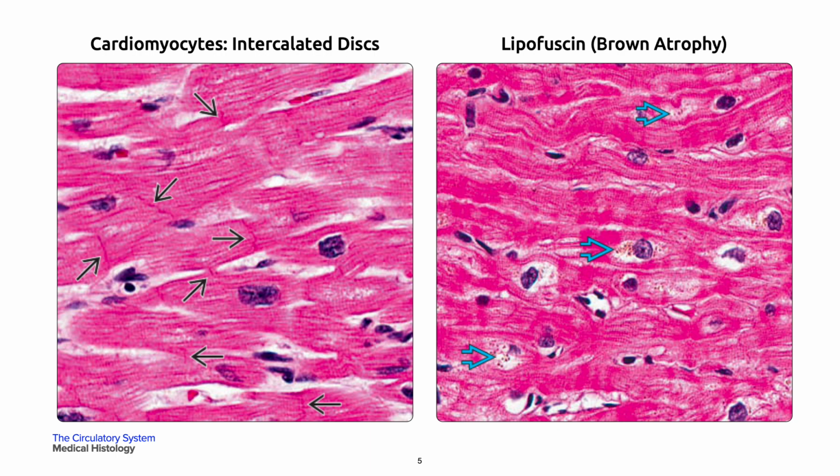On your left, at the junctions between the interconnecting cells, we have your desmosome-rich intercalated discs, and they are seen as dense irregular eosinophilic lines in a single black arrow. On your right, brown atrophy is an age-related phenomenon consisting of the accumulation of granular gold-brown lipofuscin or lipochrome. This pigmentation is found around the cardiomyocyte nuclei in a double blue arrow.